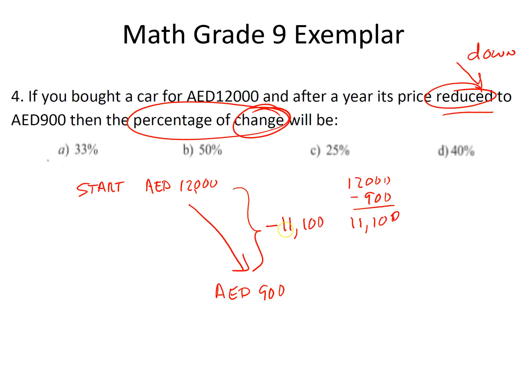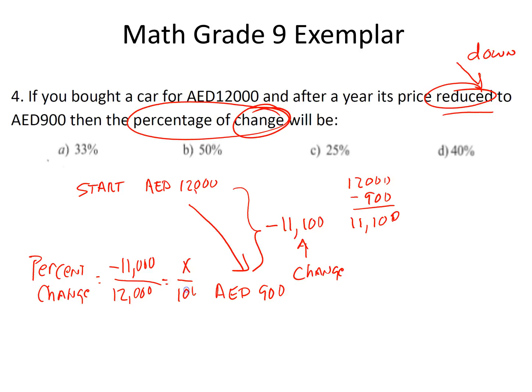Okay, so it went down 11,100. This is my change. So my percent change would be minus 11,100, right here, over what it started at, 12,000. That's my percent out of 100.